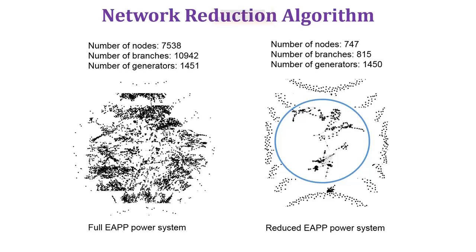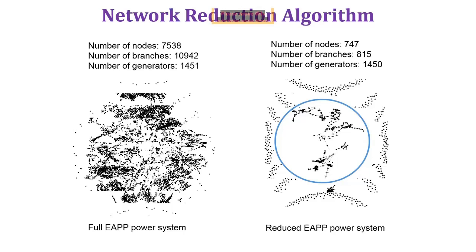So we use again the technique to reduce the network, and we ended up with the network on the right side that basically has 747 nodes, 815 branches, and 1,450 generators. In this case, we preserve almost all generators because we want to analyze the impact of each generator in the network.